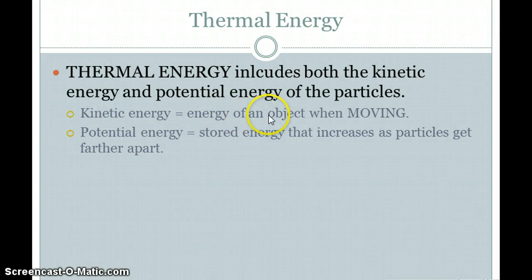Kinetic energy is the energy of an object when it's moving. So kinetic energy is moving energy. Particles that are moving have kinetic energy. Potential energy is the stored energy that something has right before it's going to move. And that increases as particles get farther apart.